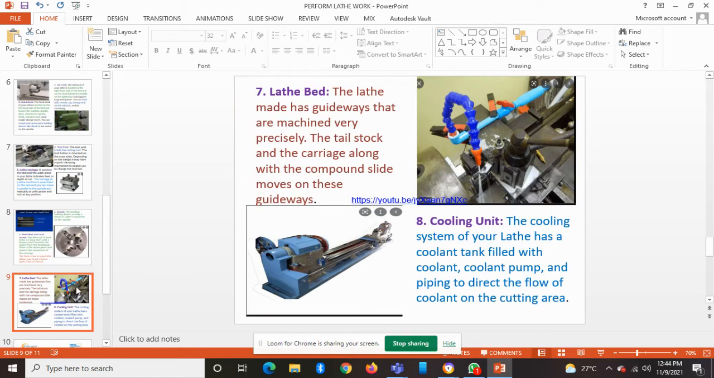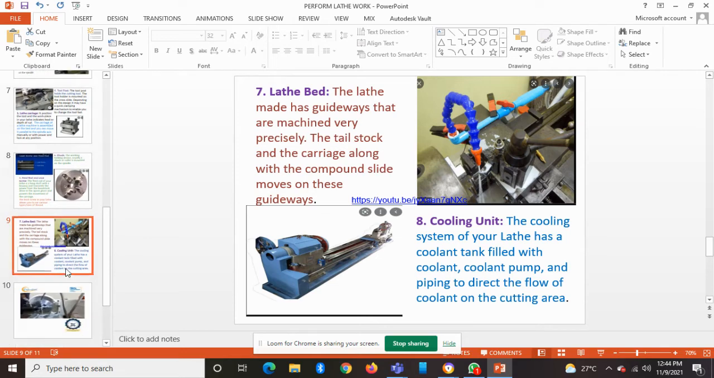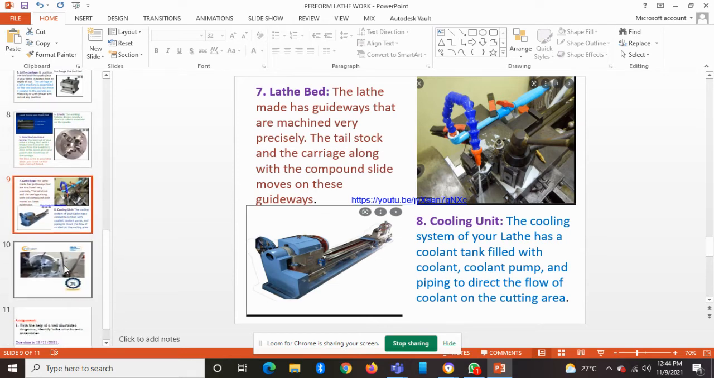Now the next slide shows another part of the lathe, that is the lathe bed. The lathe bed has guideways that are machined very precisely. The tailstock and the carriage along with the compound slide move along these guideways. The next part of the lathe is the coolant unit. The coolant unit holds the coolant tank filled with coolant, and the coolant pump and piping to direct the flow of coolant to the cutting area.